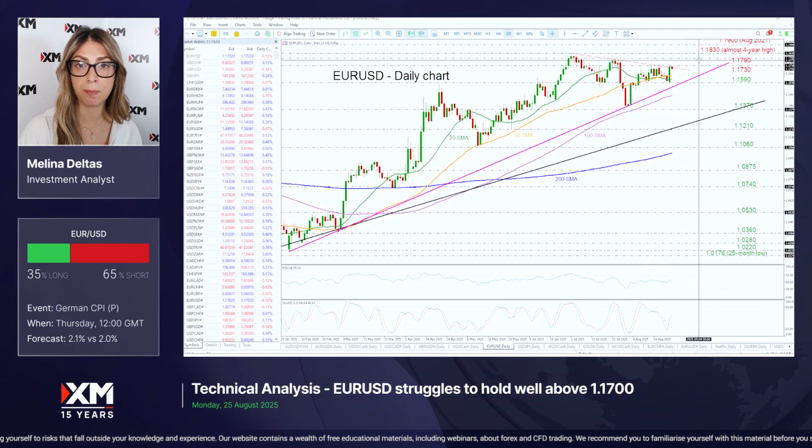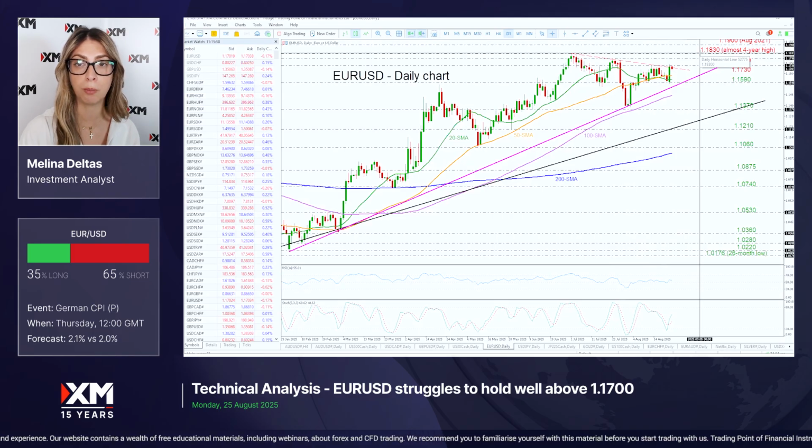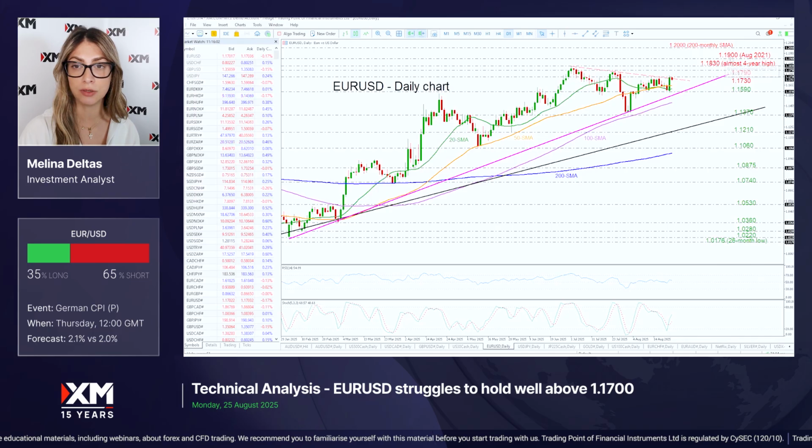So any movements above the 1.1790 and more importantly above the almost 4-year high at 1.1830, it may take the price until the 1.19 round number, which is taken from August of 2021, ahead of the 200 monthly SMA at 1.20. The RSI is pointing downwards above the neutral threshold of 50. The stochastic is still pointing upwards, so the 1.1730 region will be very important to clear the next directional movement in the euro and dollar.